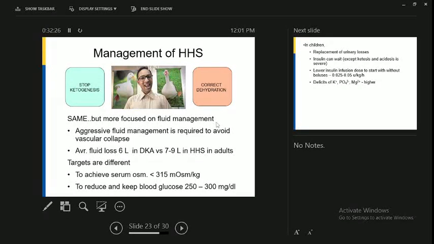that much, around 200, like in ketoacidosis. You have to get the blood glucose levels down to 250 to 300, and get the serum osmolality to less than 315, because drastic changes in osmolality will cause sudden electrolyte disturbances, as well as cerebral edema in children.